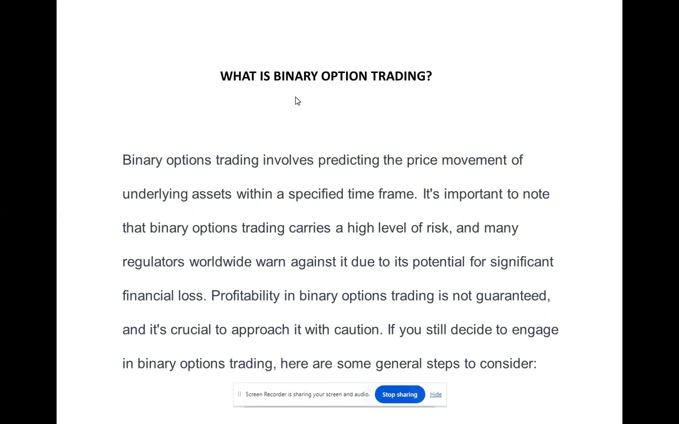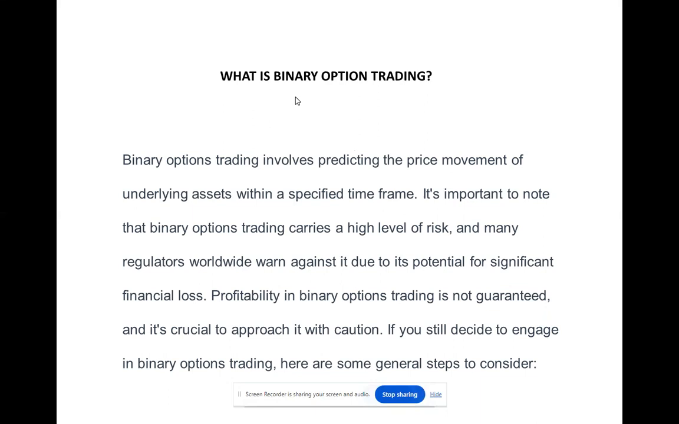So if you predict the price movement of an underlying asset within a specific time frame, it is important to note that binary option trading carries a high level of risk, and many regulators worldwide warn against it due to potential for significant financial loss. So you must know the risks that are involved before you dive into trading. Nothing in this life is easy. So if you really want to make profit or make money in trading, you must also understand the risks that are involved, especially binary option.